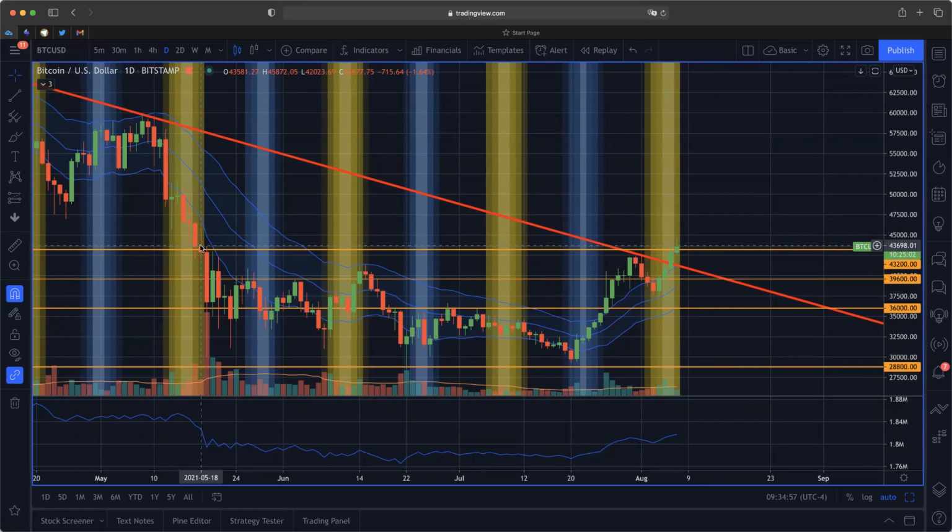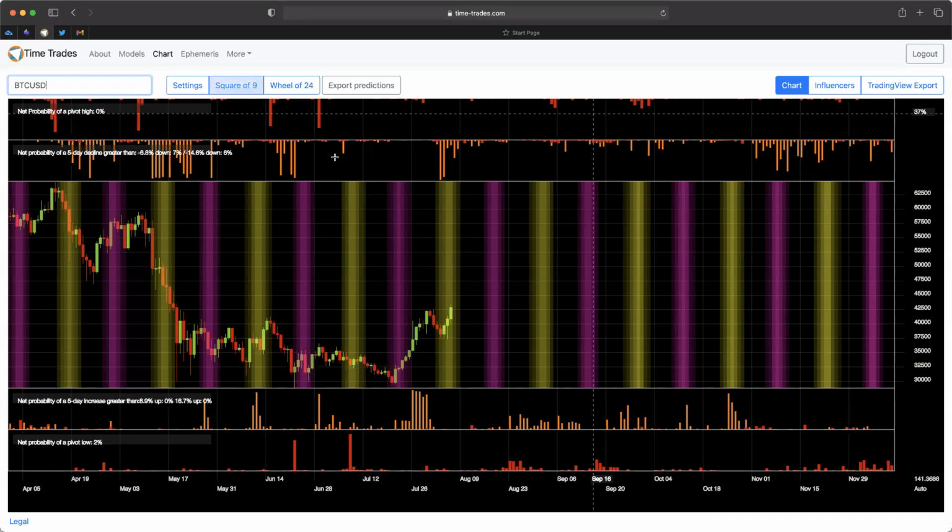It's backed by volume. It is punching through resistance levels like this trend line. It punched through this resistance level at 43,200. That's the 24 line. So all systems are go for a continued Bitcoin move up. Now let's take a look at what Time Trades has to say about this.